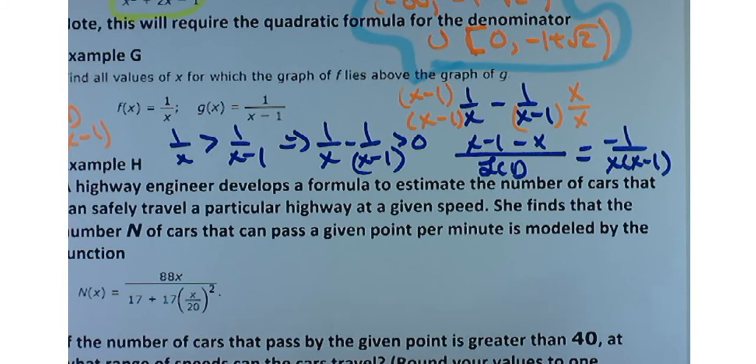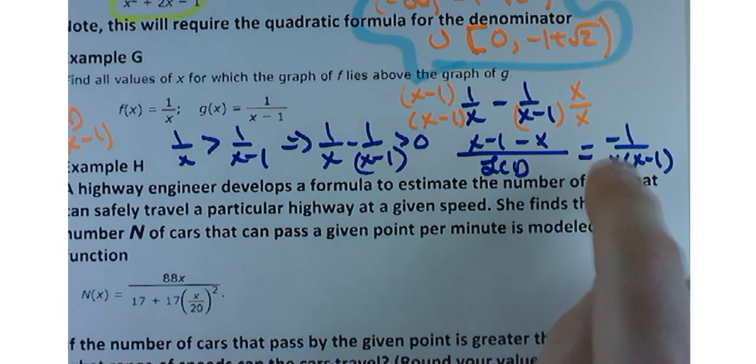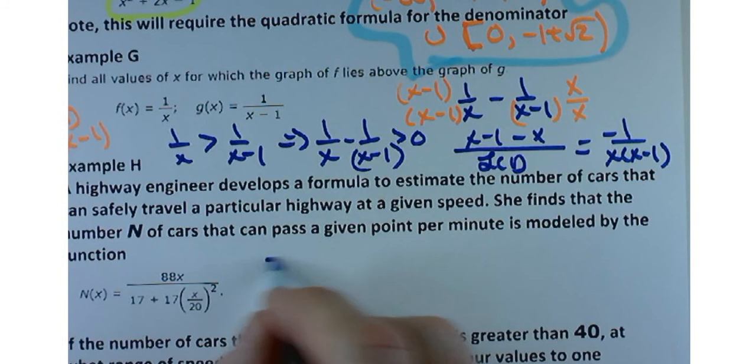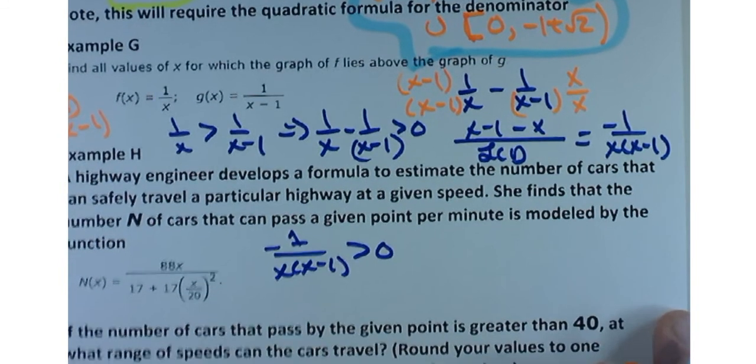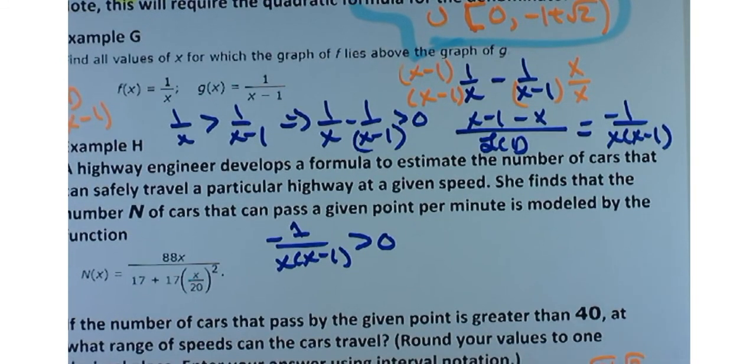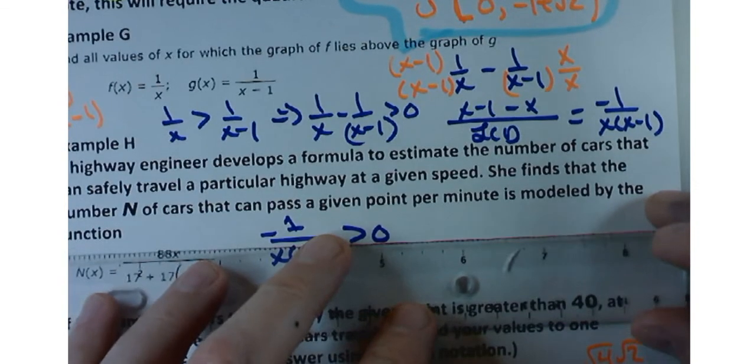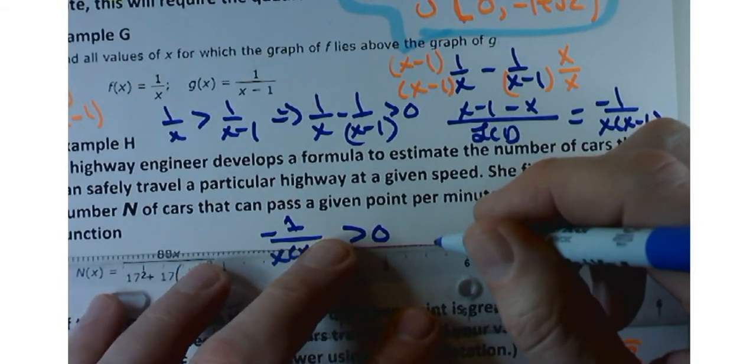Okay, sweet. I want to know where that's greater than 0. Negative 1 over x times x minus 1 is greater than 0. Kind of like all of these, you've got to find the roots of the numerator and the roots of the denominator.